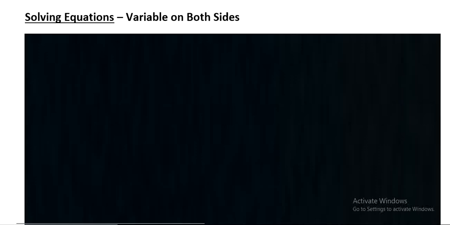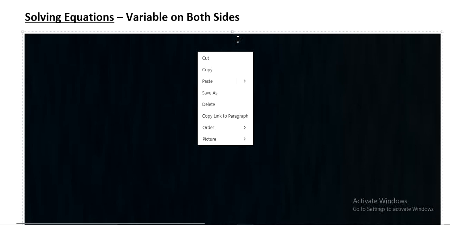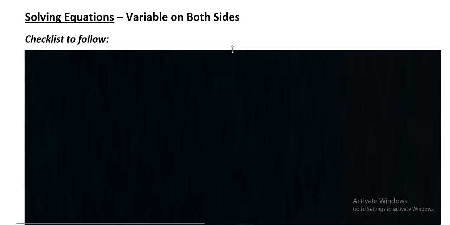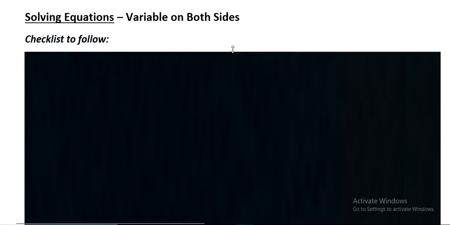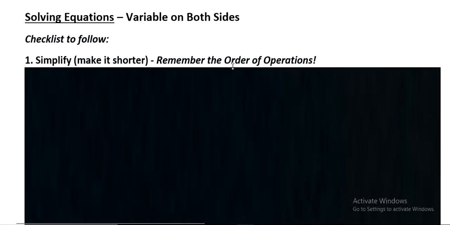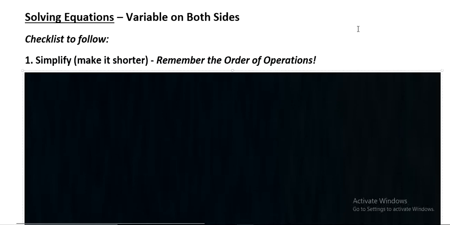Today we're solving equations when we see the variable on both sides. So there's a little more work to be done with those type of equations, but it is all pretty manageable, especially if we follow the provided checklist. So step one, when you're faced with a long equation, is to simplify it, which means just make it shorter.